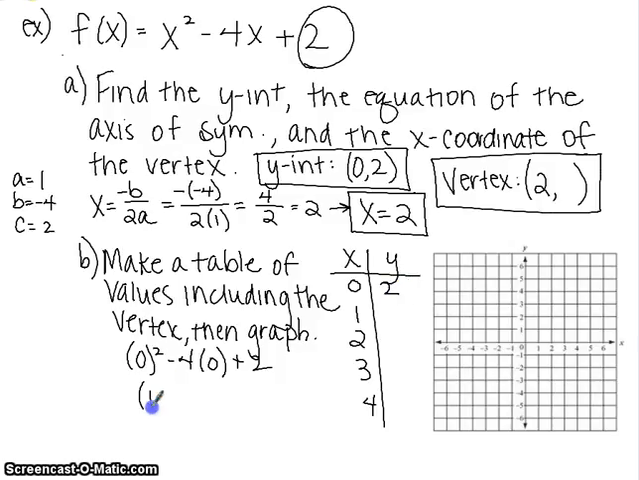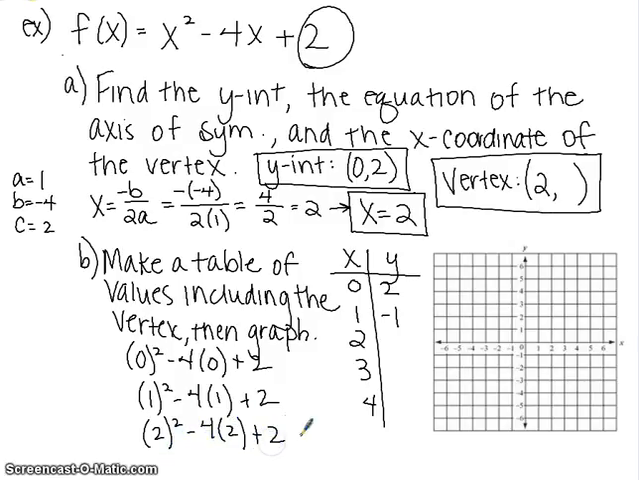Then if we plug in 1, we get 1 squared minus 4 times 1 plus 2. 1 squared is 1, minus 4 is negative 3, plus 2 is negative 1. Now we can find our vertex. 2 squared minus 4 times 2 plus 2. 2 squared is 4, 4 minus 8 is negative 4, negative 4 plus 2 is negative 2.